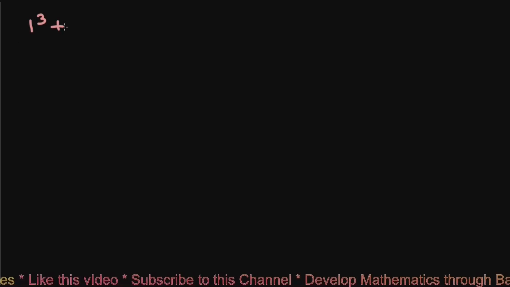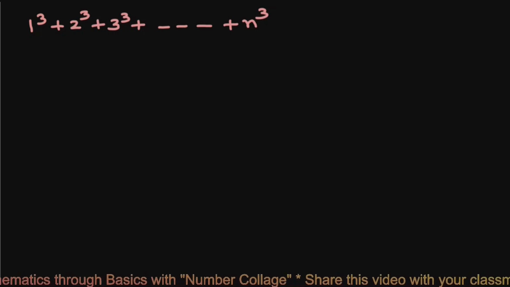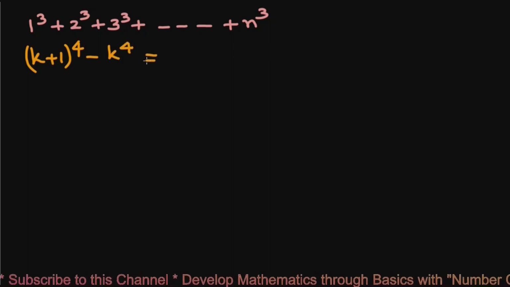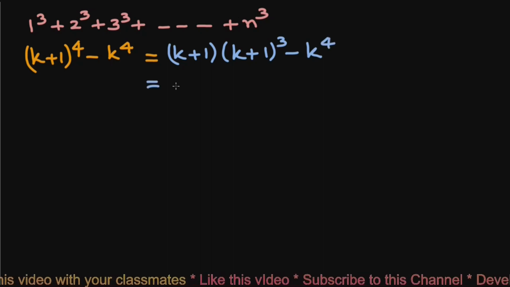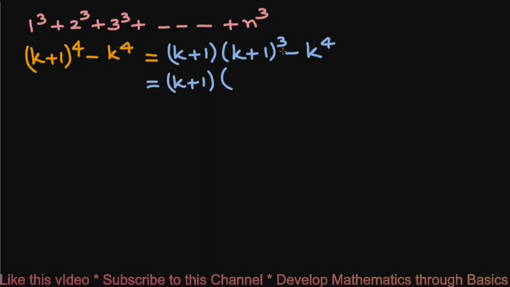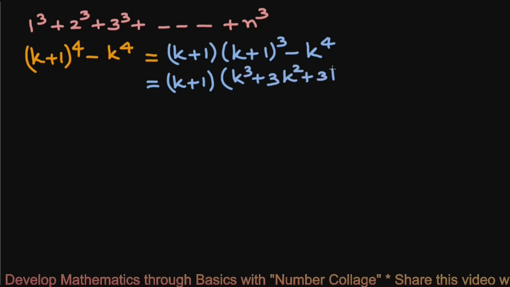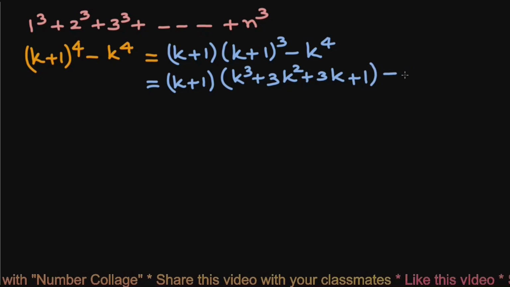The third sum to n terms of special series is sum of the cubes of the first n natural numbers, that is 1 cube plus 2 cube plus 3 cube plus so on and so forth plus n cube. To find this sum, we will consider k plus 1 power 4 minus k power 4. This we write as k plus 1 into k plus 1 cube minus k power 4. That will be k plus 1 into expanding k plus 1 whole cube. It will be k cube plus 3k square into 1 plus 3k into 1 square, that will be 1, plus 1 cube, that will be 1 again, minus k power 4.